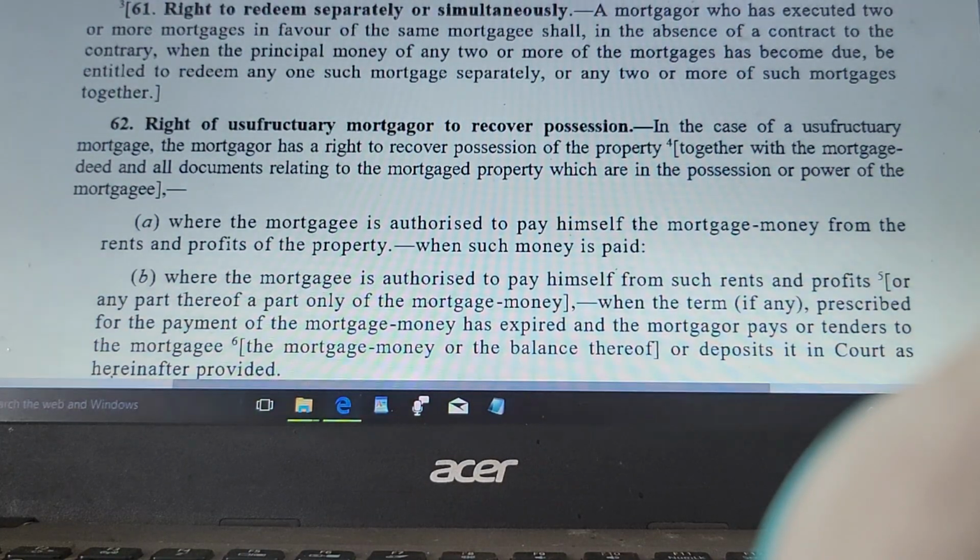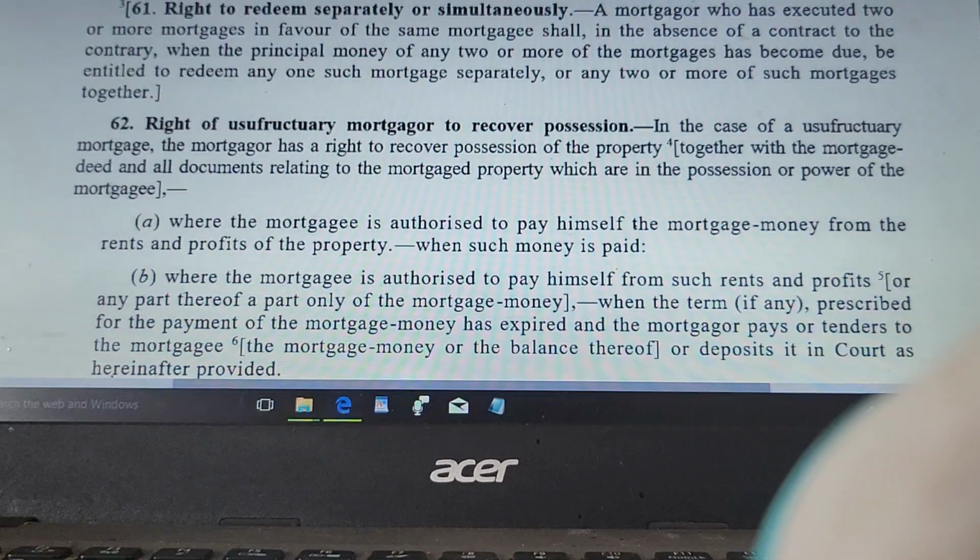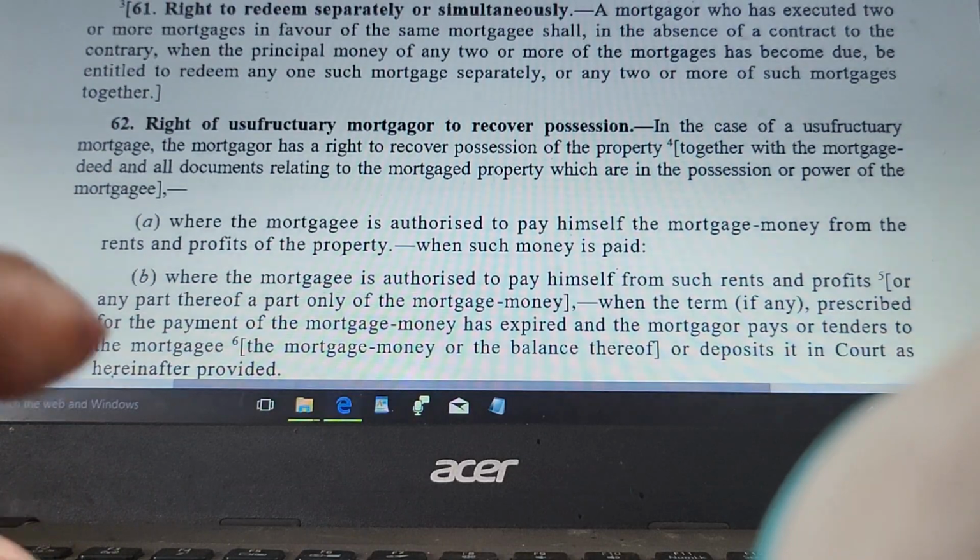62. Right of usufructuary mortgagor to recover possession. In the case of a usufructuary mortgage, the mortgagor has a right to recover possession of the property together with the mortgage deed and all documents relating to the mortgage property which are in the possession or power of the mortgagee.